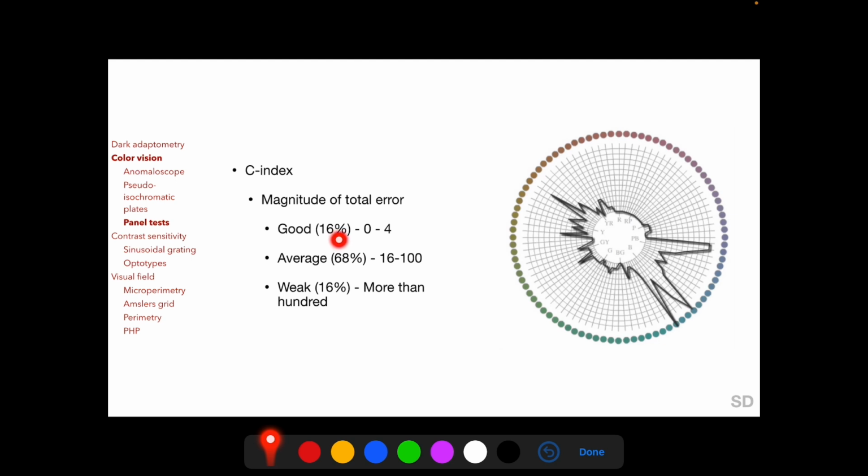16% of normal subjects have a good C index with a total score of 0 to 4. 68% of normal subjects have an average C index with a total score of 16 to 100, and 16% of individuals have a weak C index with an average score of more than 100.